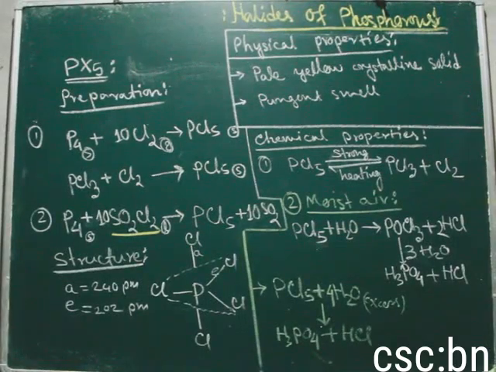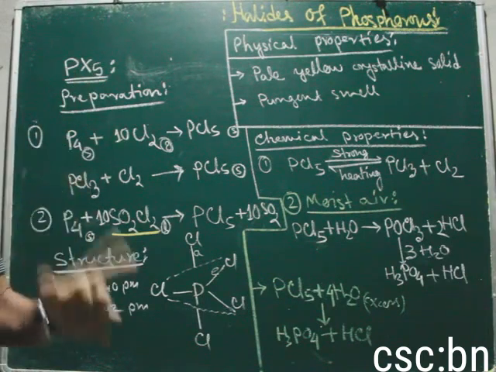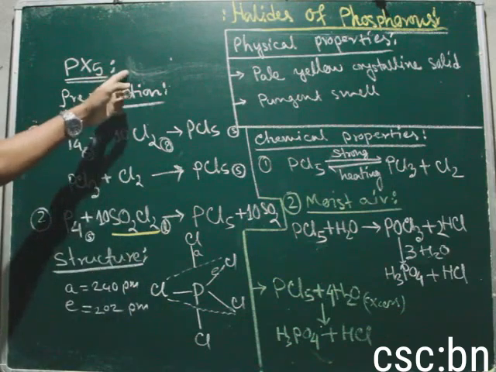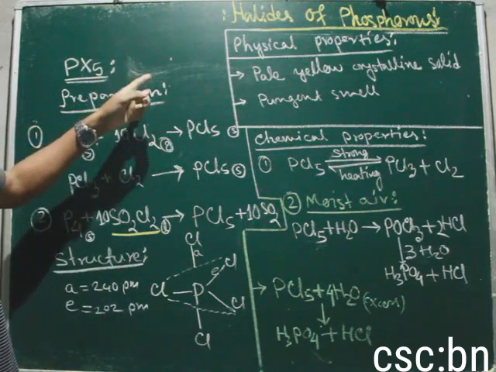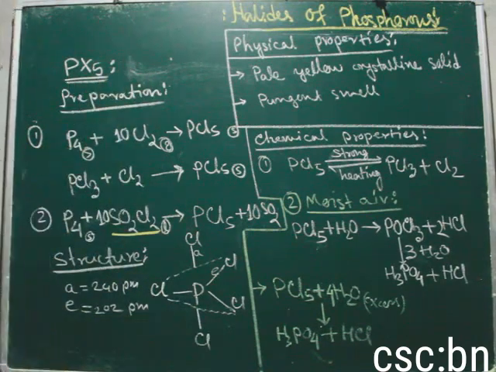So dear friends, now we are going to discuss the phosphorus pentahalide PX5, where X equals fluorine, chlorine, bromine, except iodine. Iodine does not form PX5.